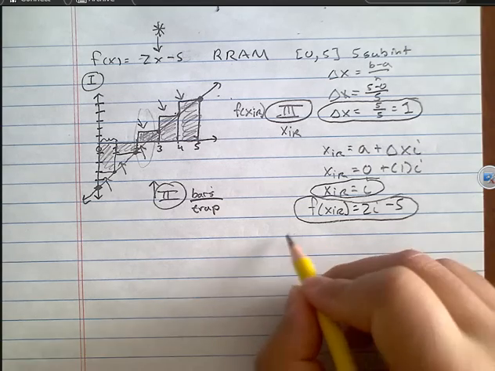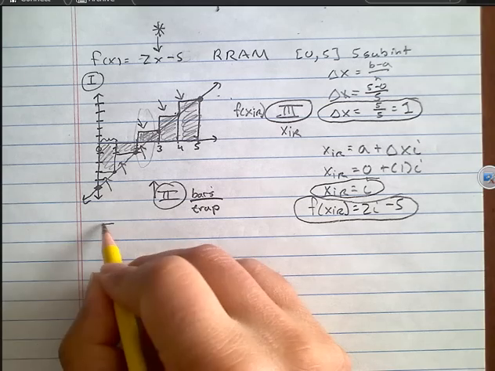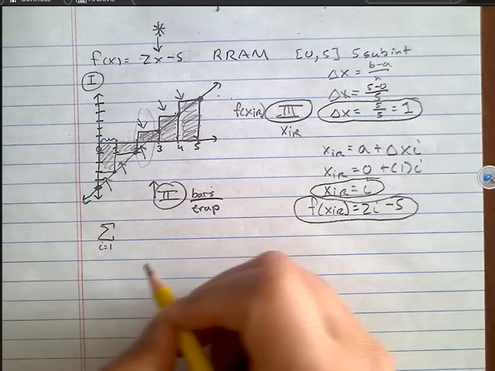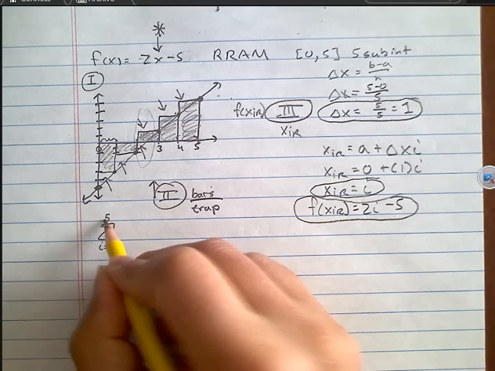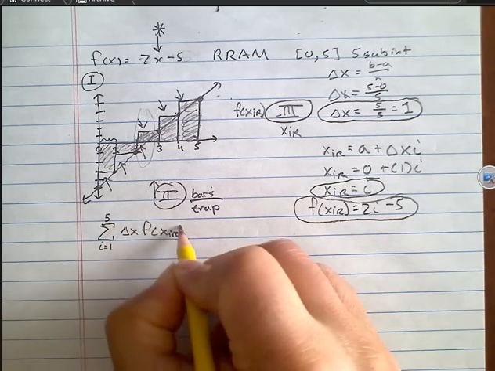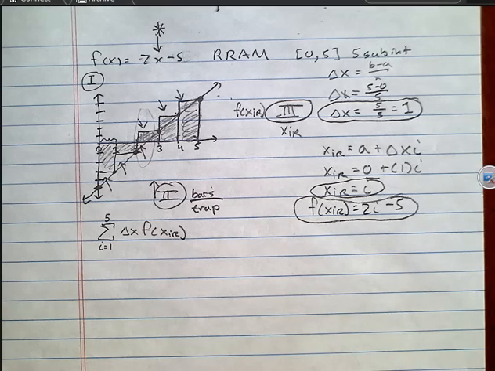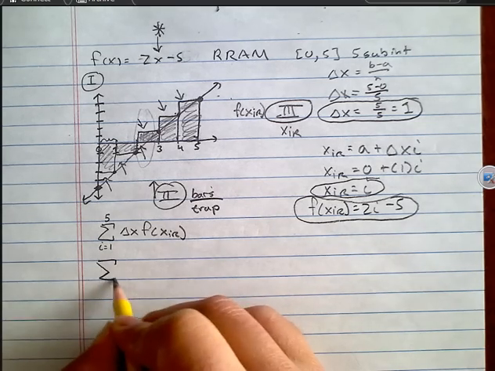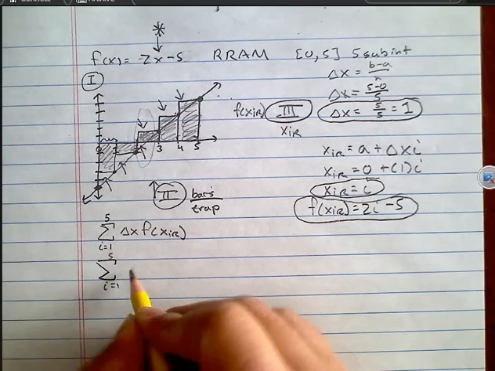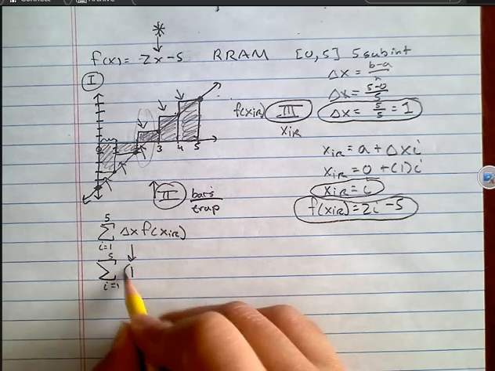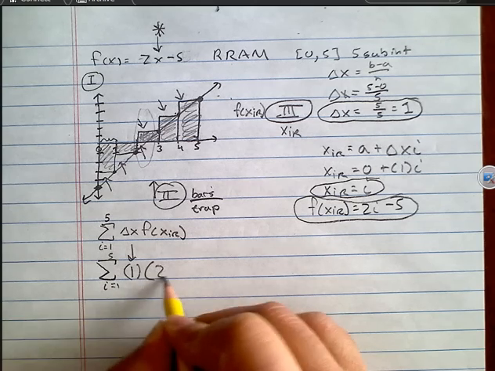And now we have our summation. I equals 1 to, how many things are we adding up? 5. Delta x and f of x of i r. You're not done here. Now we gotta substitute them in. Alright, so summation from 1 to 5. Delta x is 1. That's easy. F of x of i r is 2i minus 5.